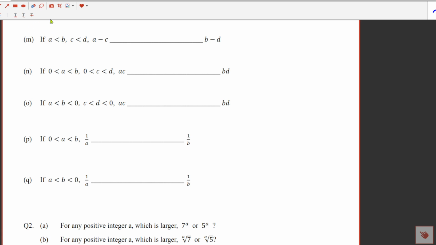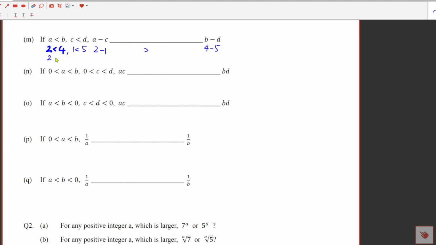Because A and C are the smaller numbers, and the difference between A and C is not necessarily larger than or smaller than or equal to B minus D, right? For example, we know 2 is less than 4, and 1 is less than 5. If you let A equals 2, B equals 4, C equals 1, D equals 5, then A minus C is 2 minus 1, and B minus D is 4 minus 5. We know that 2 minus 1 is 1, and 4 minus 5 is negative 1. So you should put a larger than here, right?